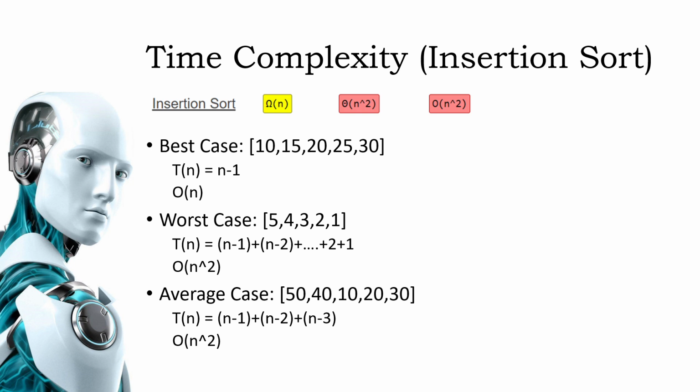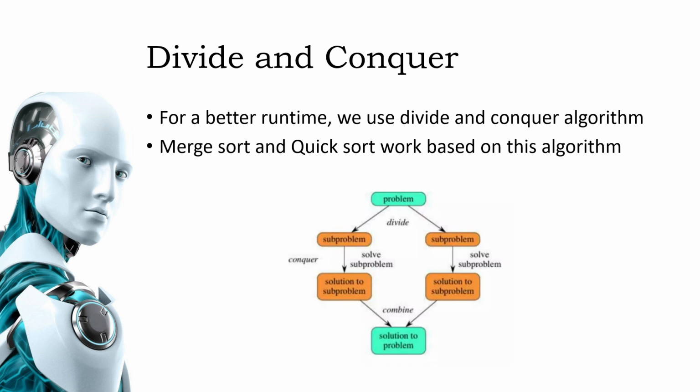Moving on. Divide and conquer. Divide and conquer is a new logic or algorithm that is chosen because we have higher time complexity that is being taken by bubble sort, insertion sort, and selection sort. So to reduce this time taken, we are going to use divide and conquer. For a better runtime, we use the divide and conquer algorithm.